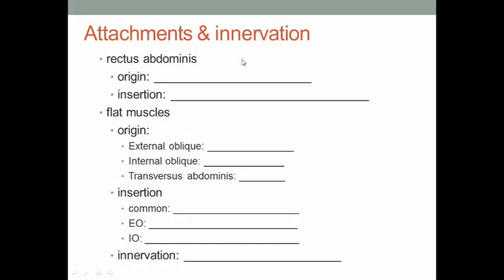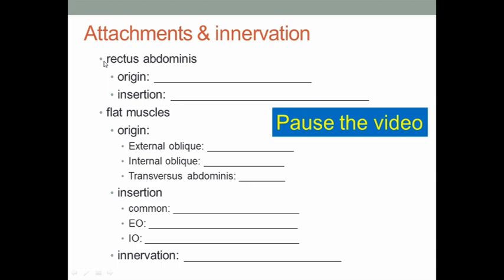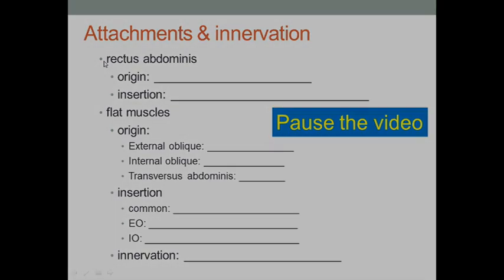You've now seen these muscles on the video, and what we'd like you to do is to list the attachments and the innervation of those muscles. So we've split that up to rectus abdominis on its own up here, and the flat muscles being external and internal oblique, and the transversus abdominis. So if you can attempt all of those questions and complete the blanks, and we'll ask you to pause the video while you complete that task.